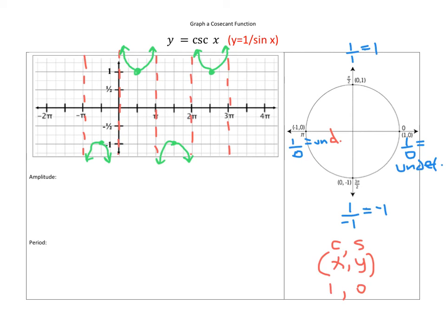And you can see the amplitude. Let me start from here. If I start over here, from this point to this point, I can see that is 2 pi. So here I can see the amplitude is none, and the period is 2 pi. So that's all for graphing the cosecant.